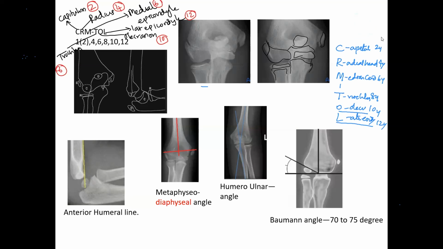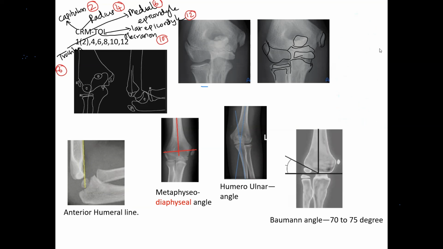This is very important because it helps in estimating the age of the patient. And the second thing is, it is repeatedly asked in your examination. So you need to remember this mnemonic. You need to remember this one. So as I told, capitulum.